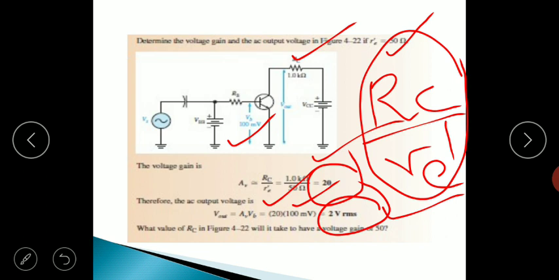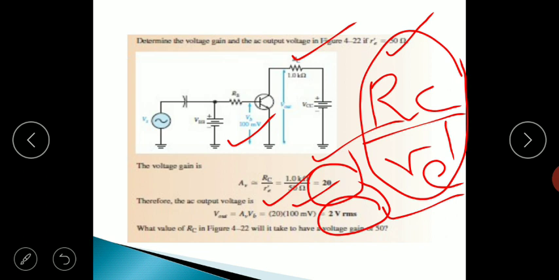Similarly, as a homework you can try this: what will be the value of RC when we want to have a gain of 50? So for the same circuit, if you want gain equal to 50, what should be the value of RC that you have to find? Use the same formula, AV equal to RC by RE dash. AV is given as 50, RE dash is already given as 50, you will get the RC from that. That is how you can solve the next part of this example.